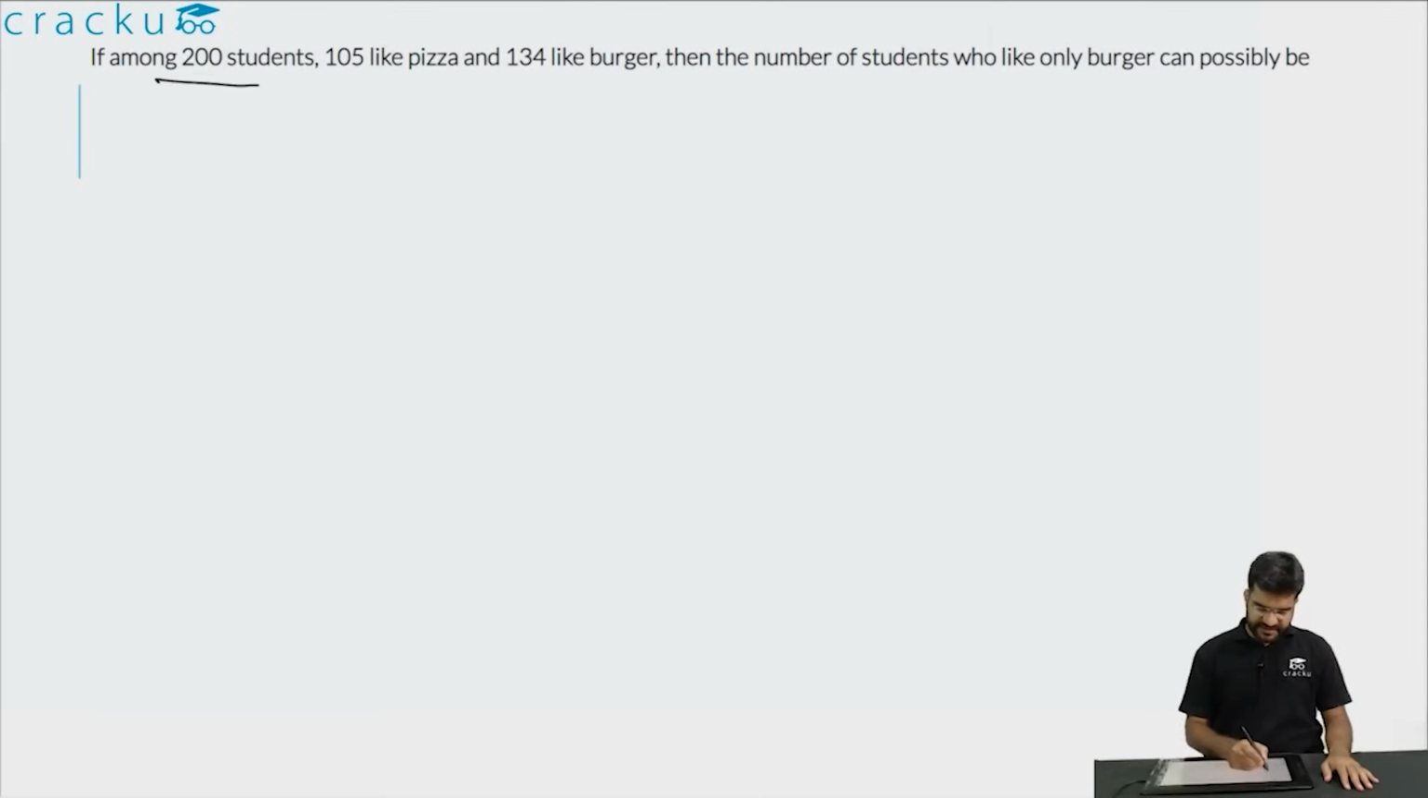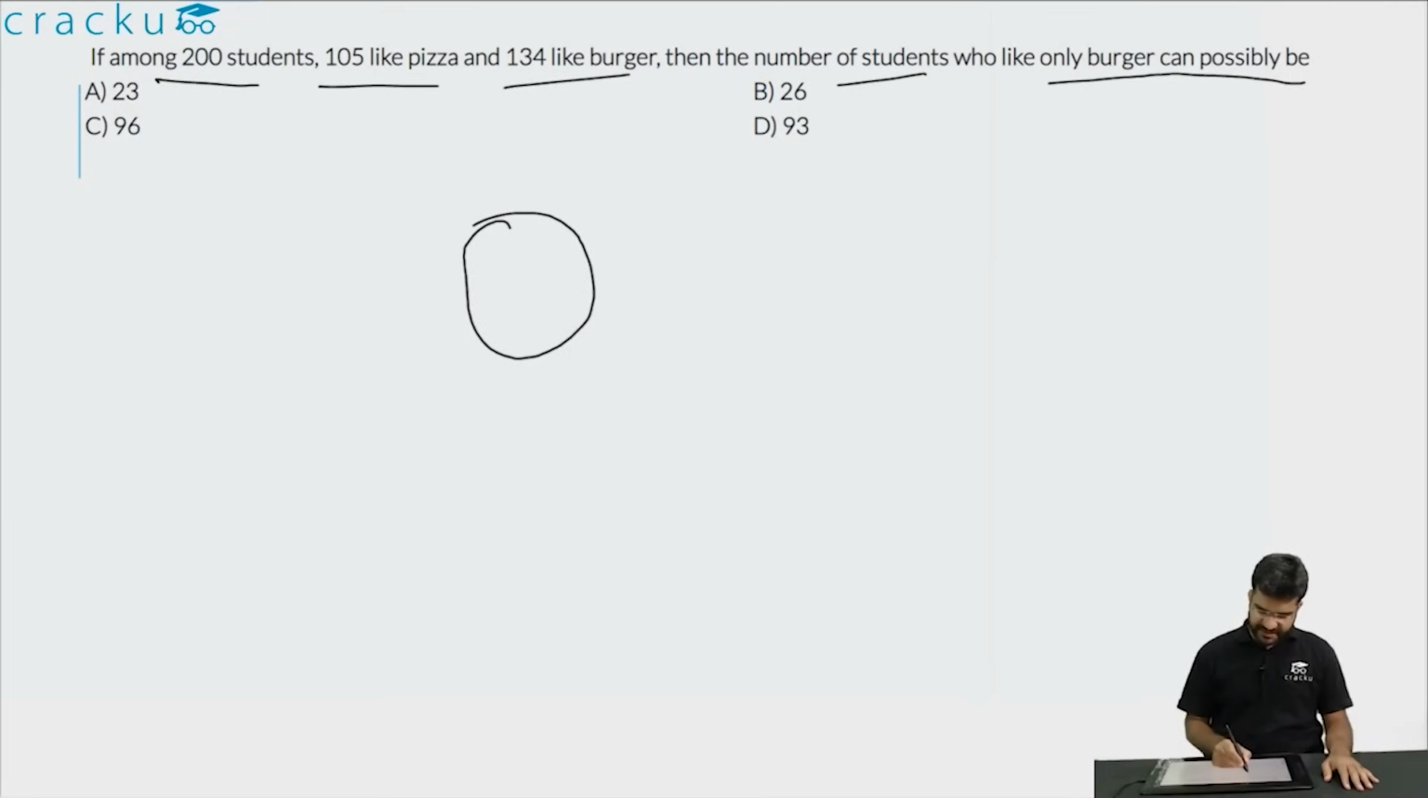In this question, it is given that there are a total of 200 students, of which 105 like pizza and 134 like burger. Then we are required to find out the number of students who like only burger can possibly be. So we'll first draw a Venn diagram, since this is clearly a Venn diagram question, because it is implied that there are some people who like only pizza, some people who like only burger, some people who like both pizza and burger, and also some people who like neither of the two.